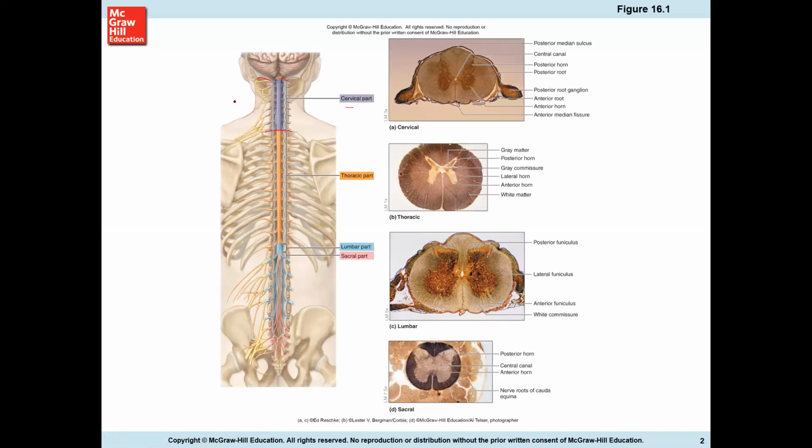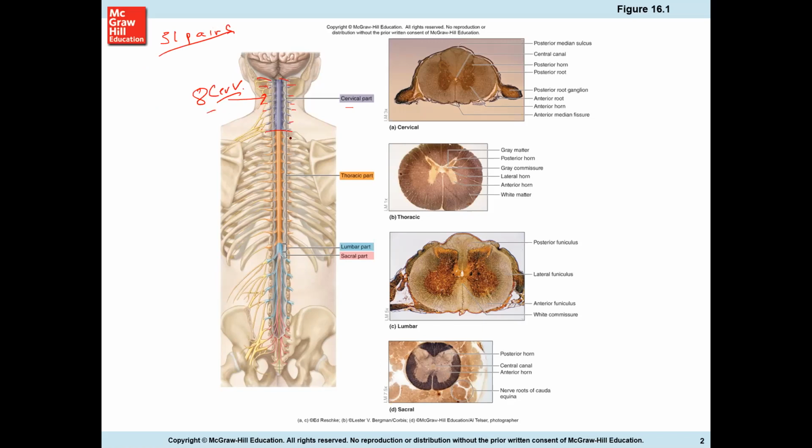But the difference here is in the spinal cord, there are spinal nerves, right? They come out from the side. So in the cervical region, there are 8 spinal nerves on both sides. They're paired. So in total, there are 31 pairs of spinal nerves, right? So there are 8 in the cervical, where there are 7 vertebrae though, right?